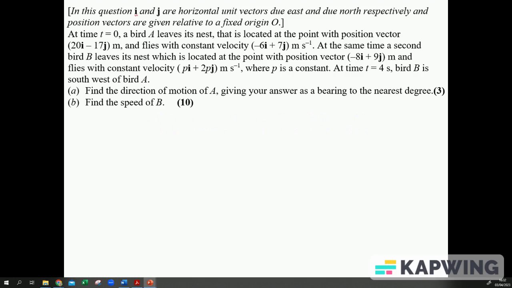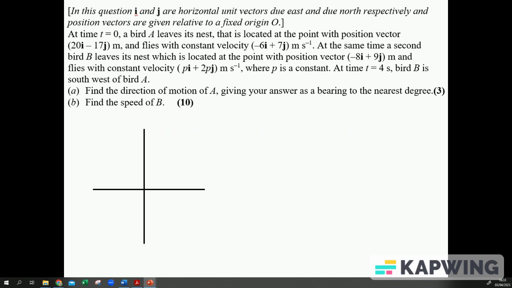We don't know what that is because it's in terms of p. At time t equals 4 seconds, bird B is southwest of bird A. We're going to have to do two things. For 3 marks, find the bearing that A is travelling on, and for 10 marks, find the speed of B. There we go. Draw a little picture so you can see what's going on.